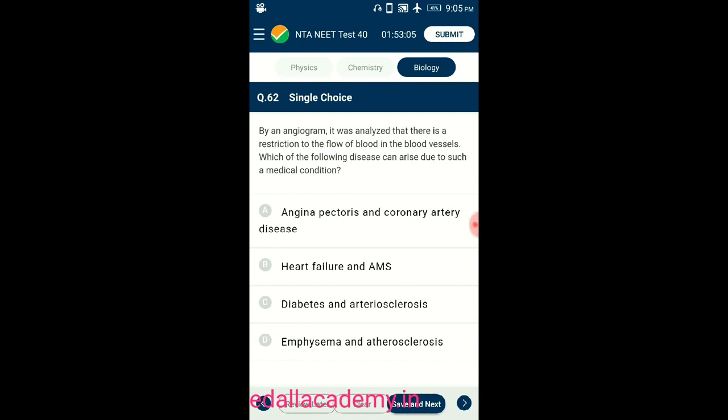Then another one is angina, otherwise called angina pectoris. Because of insufficient blood supply to heart muscles, a symptom of acute chest pain appears, indicating decreased availability of oxygen to heart muscles. It can occur in both sexes at any age, but its occurrence increases with age. So the answer for this question is option A, angina pectoris and coronary artery disease. The correct option is A.